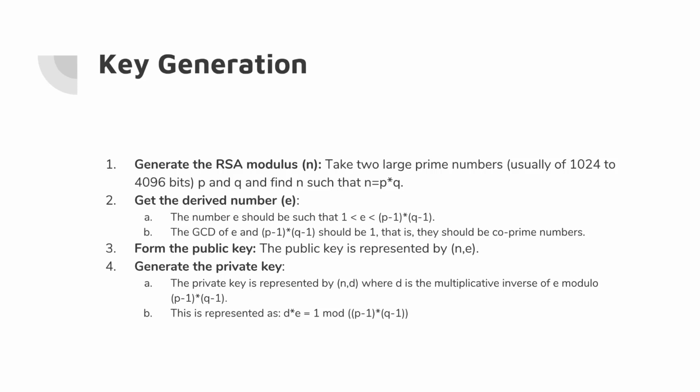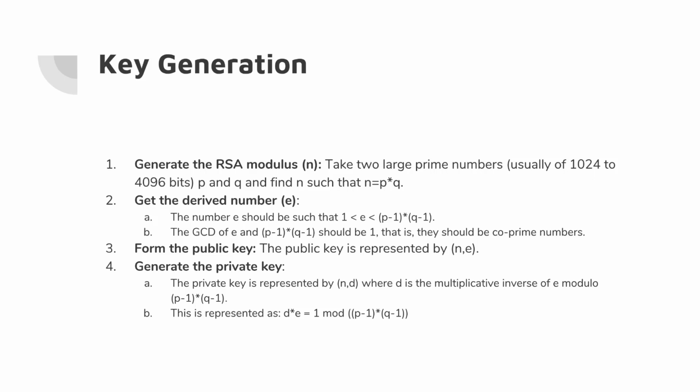Okay, the third step in key generation is formation of the public key. Now the public key is represented by (N, E), and this public key can be exposed to the entire world. Then the last step of key generation is generation of the private key. Now the private key is represented by (N, D), okay, and D multiplied by E equals 1 modulo (P minus 1) times (Q minus 1), which means that D is the multiplicative inverse of E modulo (P minus 1) times (Q minus 1). Okay, so in this slide we saw how the public key and the private key are generated.